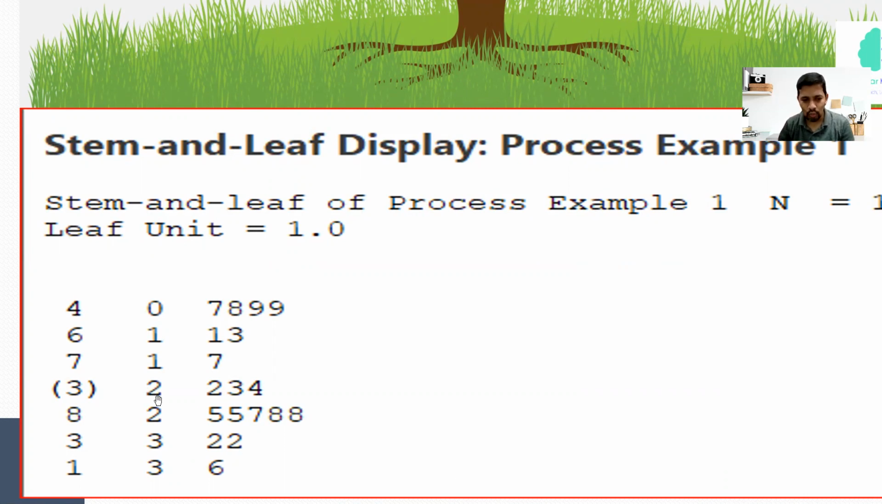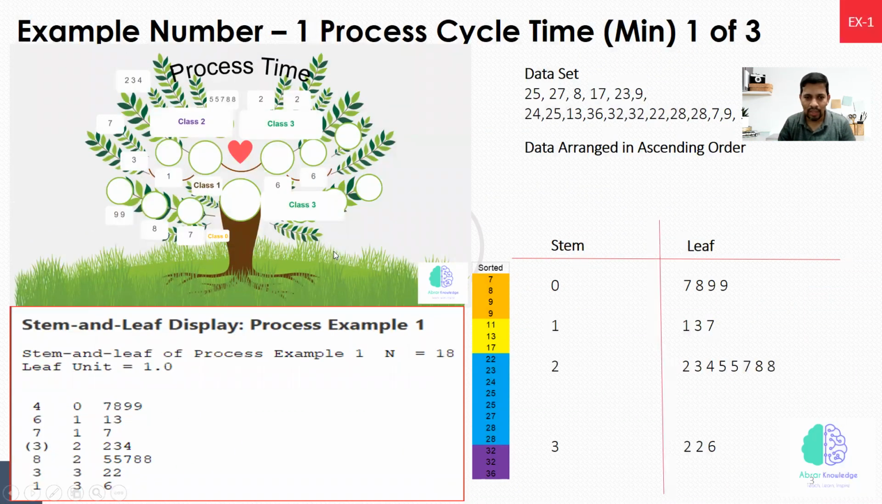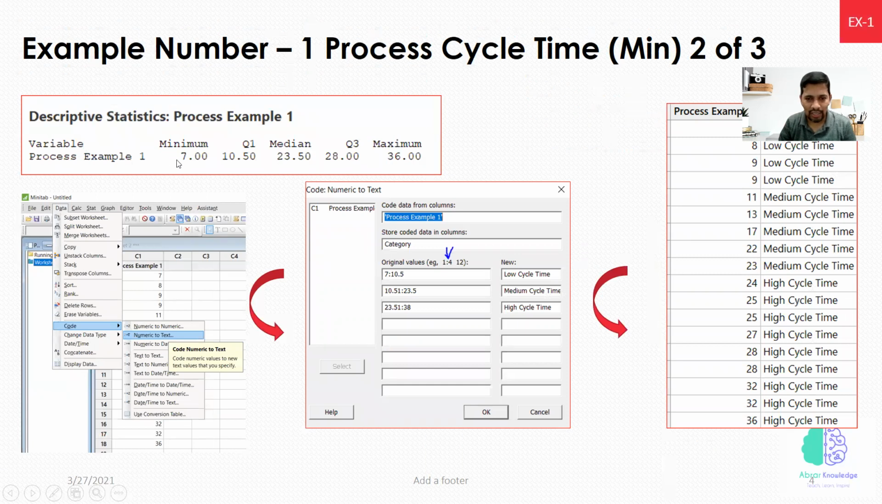So this 22, 23, 24 is the median point. This is the median point. This is the low point. This is the high point. If you plot the graph, it will become like this. We'll talk more in Minitab. Yeah, so this is how we need to do it.